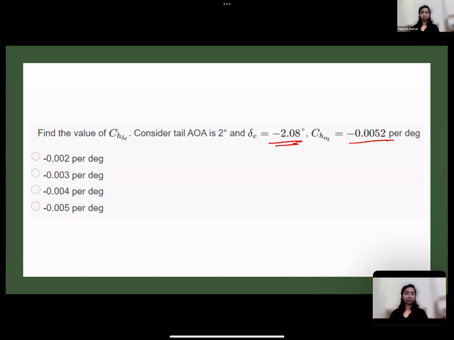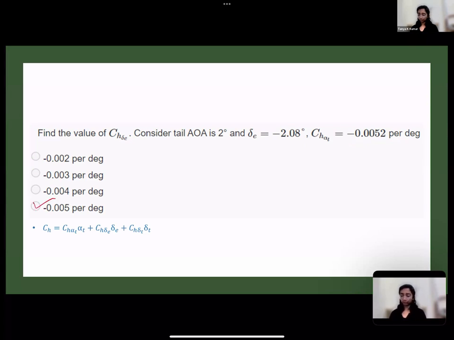Again, it's the same formula. Set it to 0. The answer is D, 0.005 per degree. Set CH to 0, since they've not given you CH delta T. You have only these two terms and you have to find out CH delta E. CH delta E is minus CH alpha tail into alpha tail by delta E.